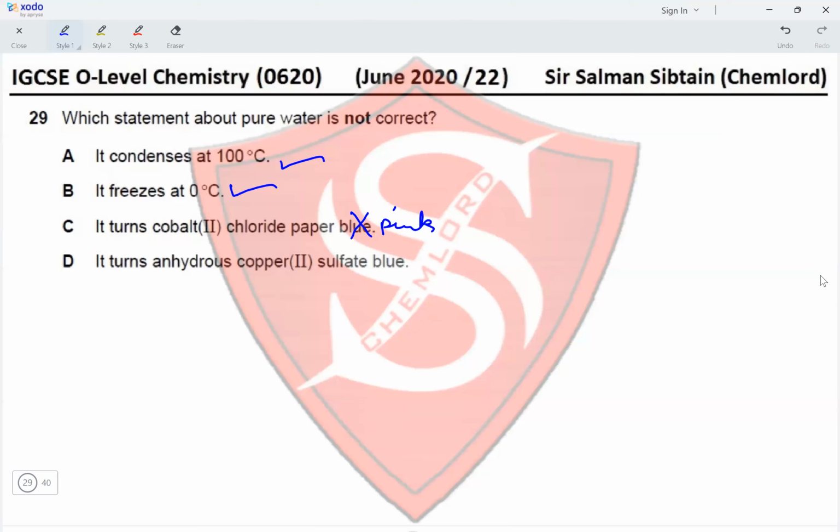And the last one, it turns anhydrous copper sulfate blue. Anhydrous copper sulfate is white in color. When water is added, it turns blue. So this is correct as well. So since the question asks which of these is incorrect, this makes option C the correct option for this question.